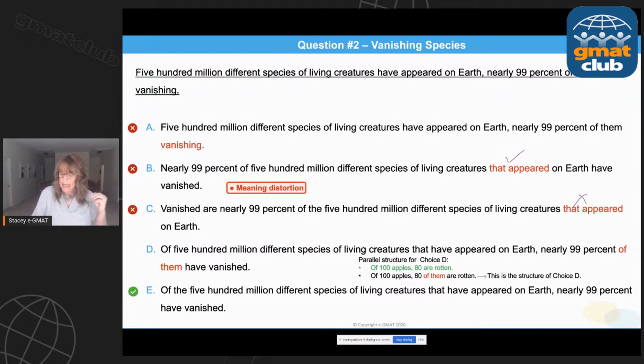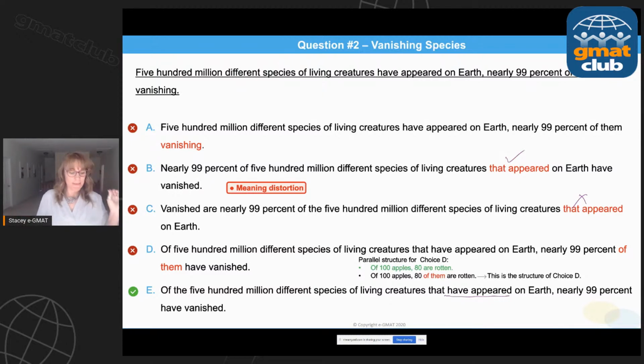So choice E has our verb tenses all expressed properly. Okay, so of the 500 million different species of living creatures that have appeared, so this gives us that continuity over the course of time. These creatures have appeared on Earth. Nearly 99% have vanished. So over the course of time, nearly 99% of them have vanished. Okay, so we get that proper expression. Everything is making sense. We get that totality, okay, of everything happening. Choice E works perfectly, okay?